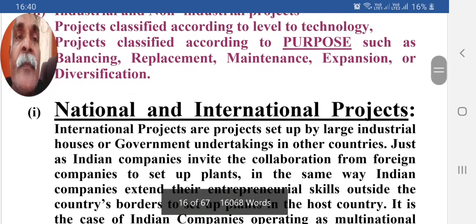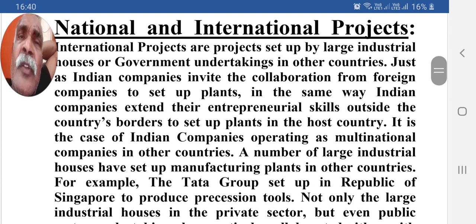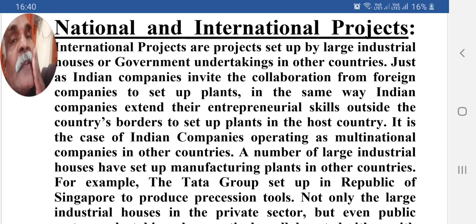Now the question is, what do you mean by national and international projects? Easy. National projects is just domestic, and international project is the project which you want to set up in the other country. That is international project. So these days, the large industrial houses or government undertakings set up projects in other countries. And the projects which either government or the private sector sets up in other countries are under the category of international project.